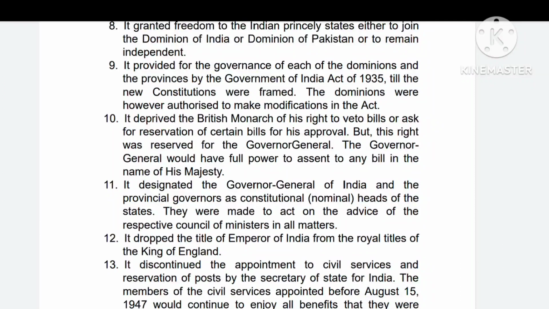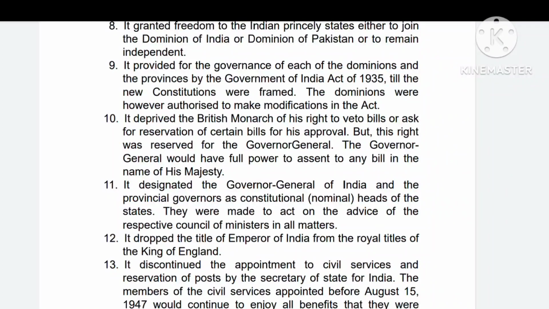Number 10. It deprived the British monarch of his right to veto bills or ask for reservation of certain bills for his approval. But this right was reserved for the Governor General. The Governor General would have full power to assent to any bill in the name of His Majesty.